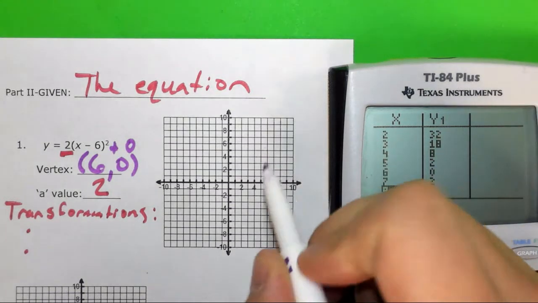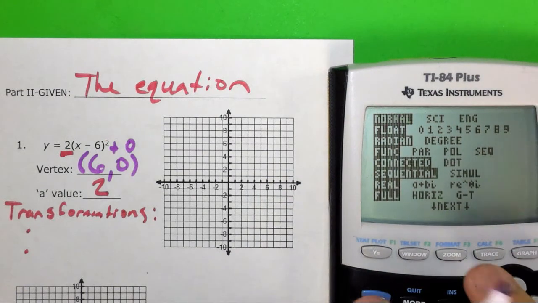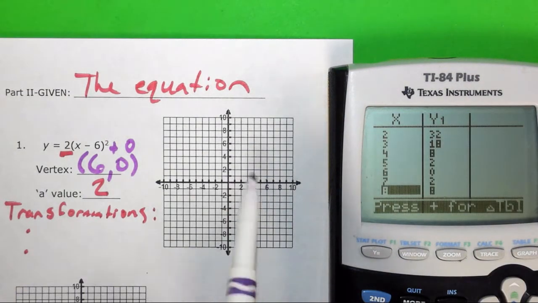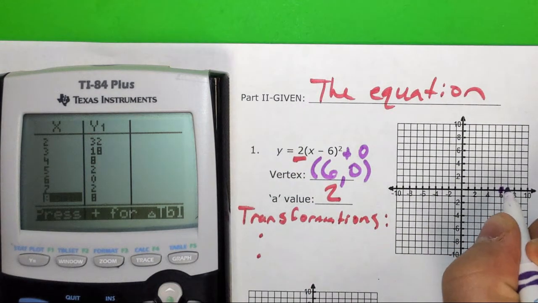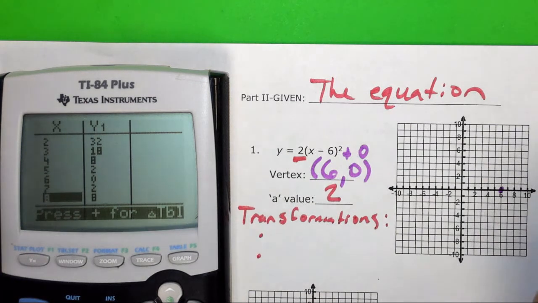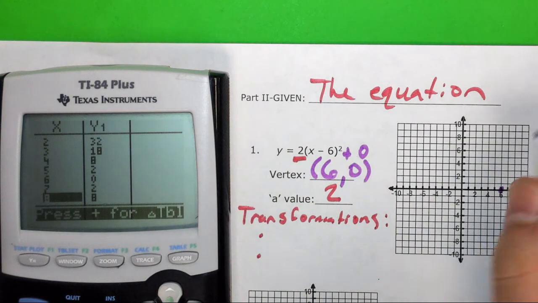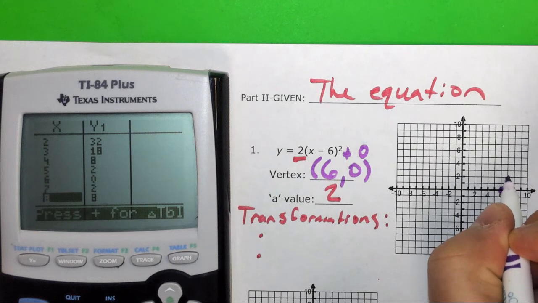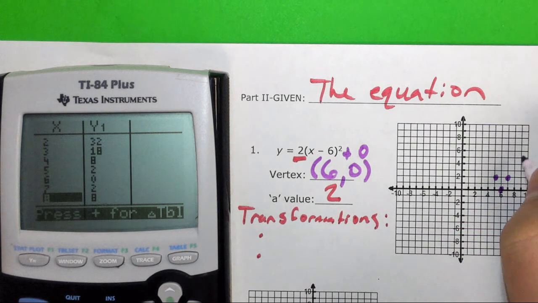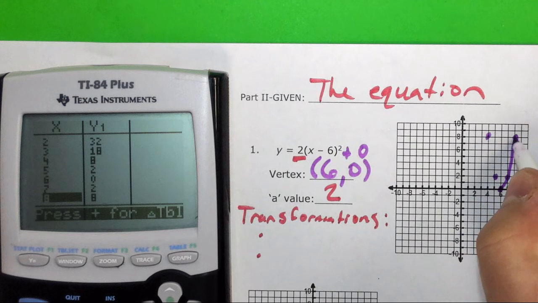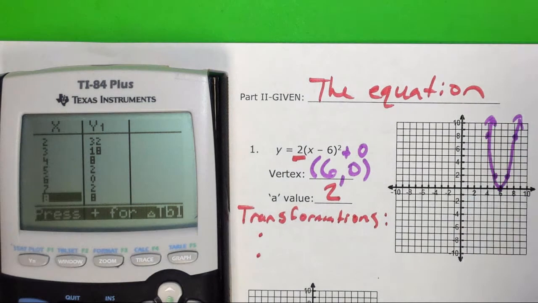So we got 6, 0. That's 6, 0 right there. I did these on the wrong side. Then I've got 7, 2, which means I got 5, 2, and then 8, 8, which means I got 4, 8 on this side. Okay, all right, there's our graph.